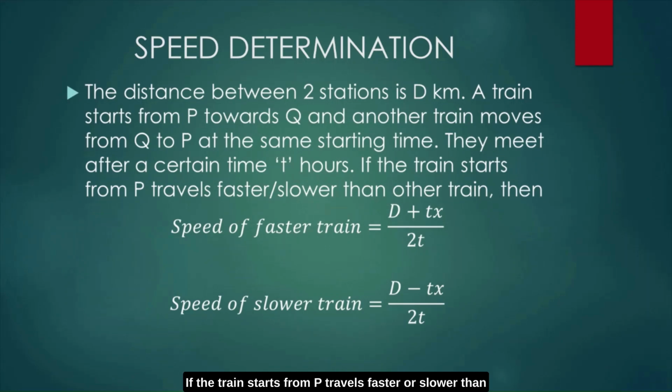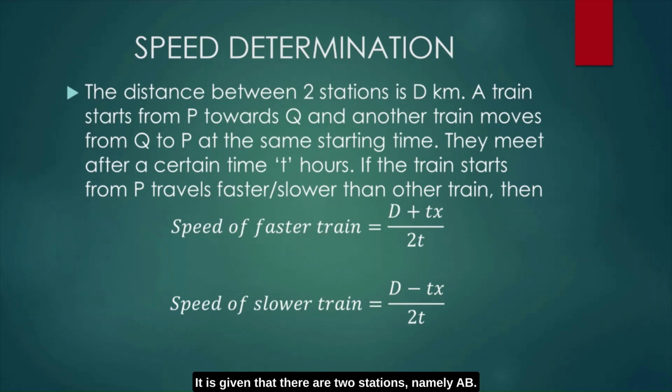If the train starts from P, travels faster or slower than the other train, then the speed of the faster train will be given by the formula (d plus tx) by 2t, and the speed of the slower train is given by the formula (d minus tx) by 2t.